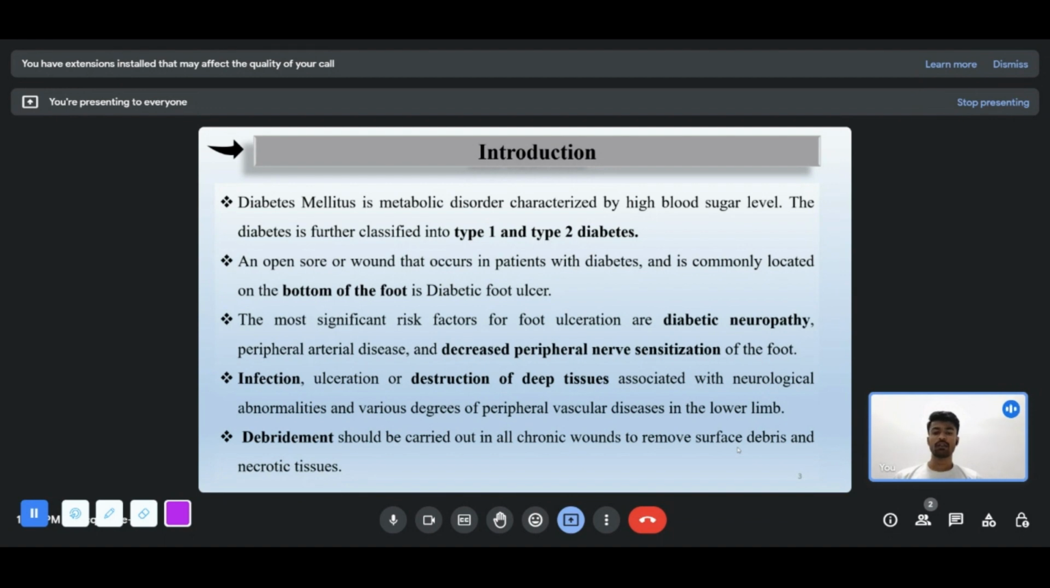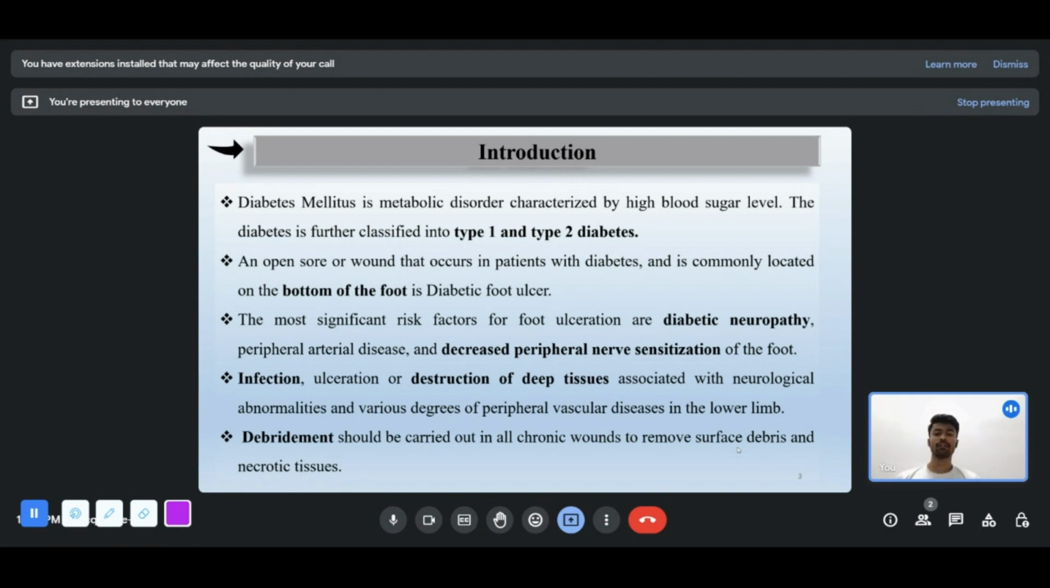Then what is the foot ulcer? Foot ulcer is an open sore or wound that occurs in the patient with the diabetes, and it is commonly located on the bottom of the foot. It is called as diabetic foot ulcer. The most significant risk for the foot ulceration are diabetic nephropathy, peripheral vascular disease, and decreased peripheral nerve sensitization of the foot. Other causes are infection, ulceration, destruction of deep tissues associated with the neurological abnormalities, and various degree of the peripheral vascular diseases in the lower limb.